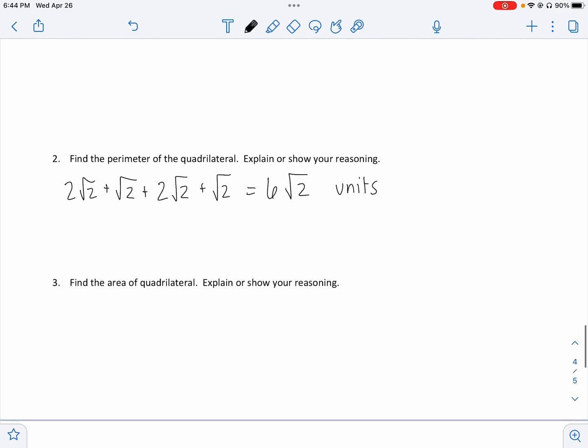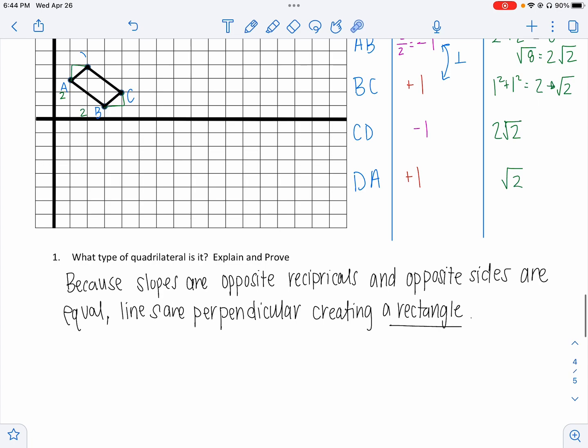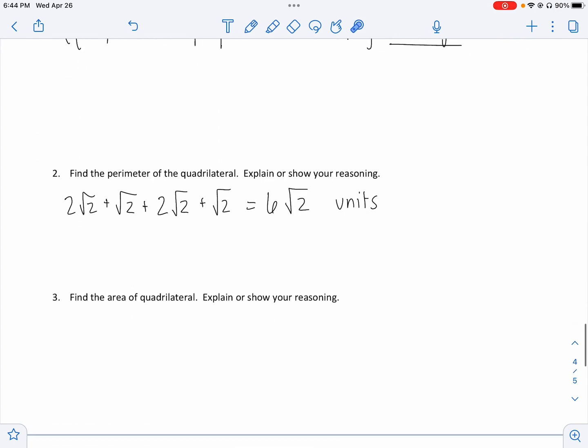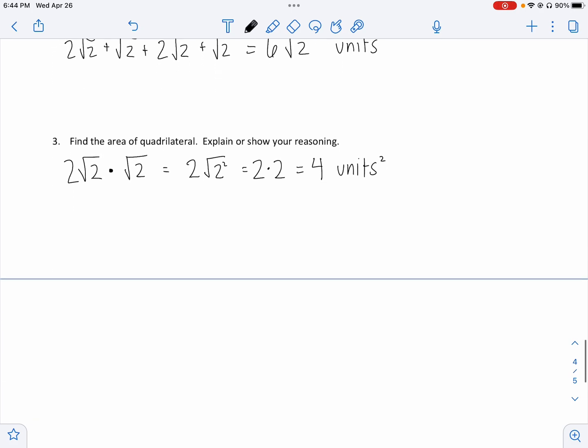And the area is just length times width, so we just got to take one side and multiply it by its perpendicular side. That's going to be 2 square root 2 times square root 2, which actually is 2 times the square root of 2 squared, which equals 2 times 2, which equals 4. Since this is an area, it's got to be units squared. There you go. There is the last part of the test review.